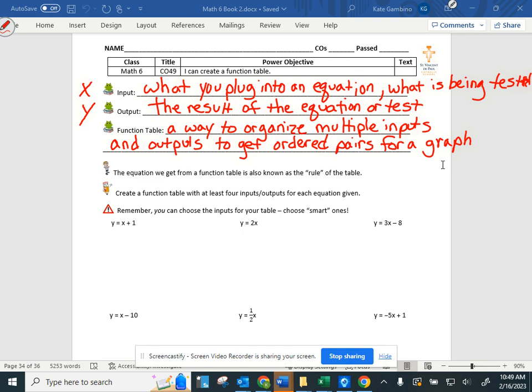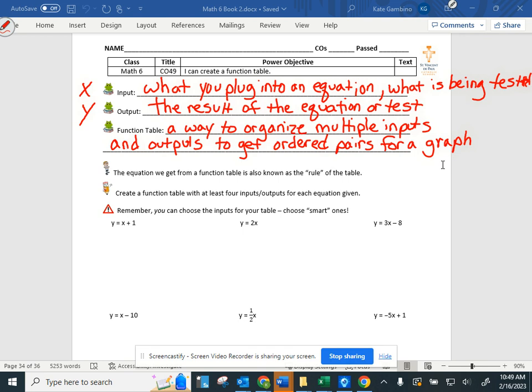So the equation we get from a function table is also known as the rule of the table. And all of our inputs follow the same rule. So we do the same thing to the x, and we get the y. So we're going to create a function table with at least 4 inputs and outputs for each equation given. So they're giving us the rule for every function table. We need to create the function table based on that rule.